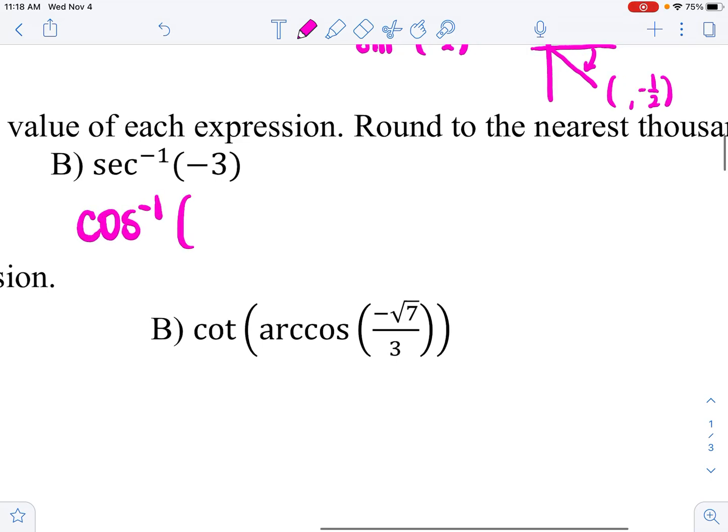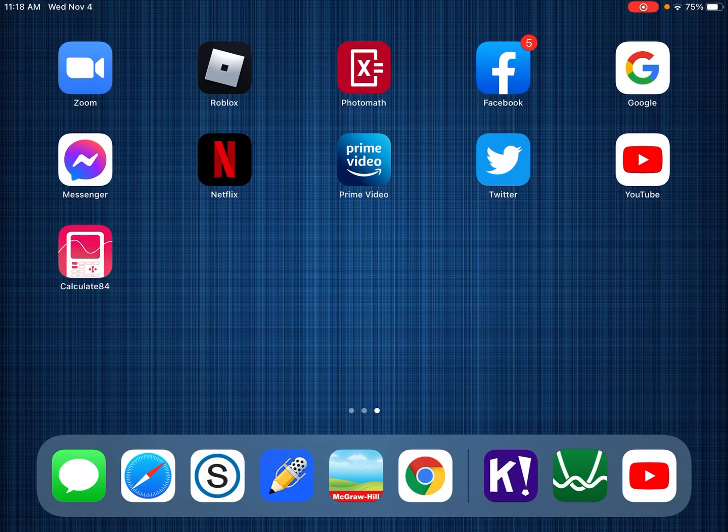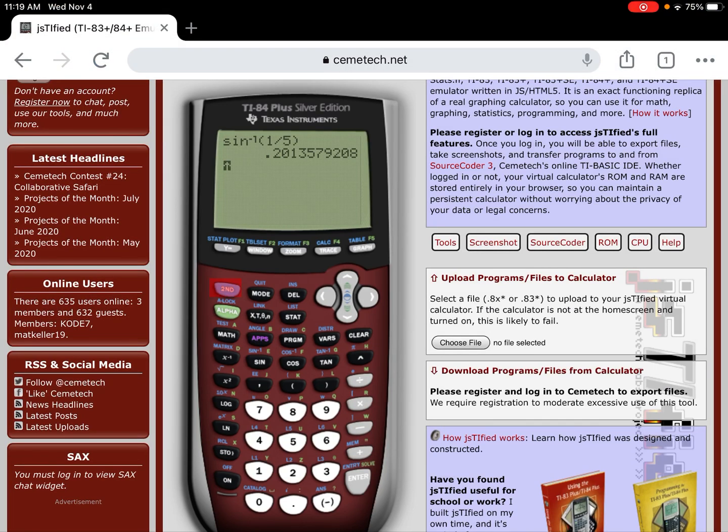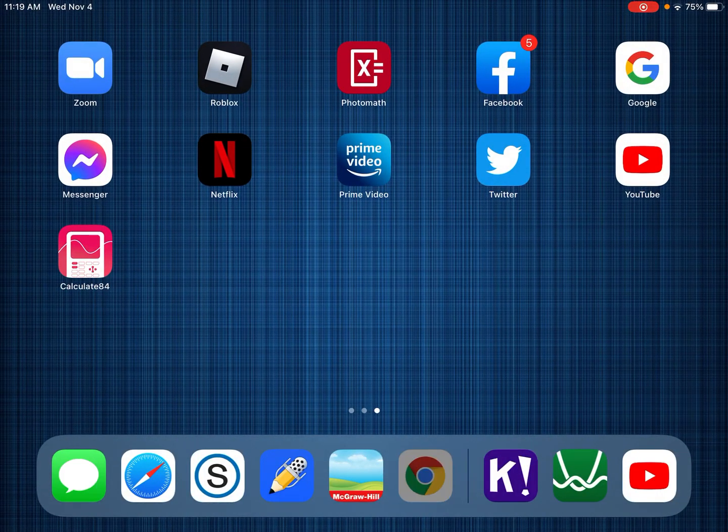Once again, I don't have a secant inverse button, but I do have a cosine inverse button, which is the reciprocal. So I have to take the reciprocal of negative 3, which is negative 1/3. So I'm going to do cosine inverse of negative 1/3. Negative 1 divided by 3, close it, enter. Oops, I meant to enter and I hit graph. And then I erased it. Negative 1 divided by 3, enter.